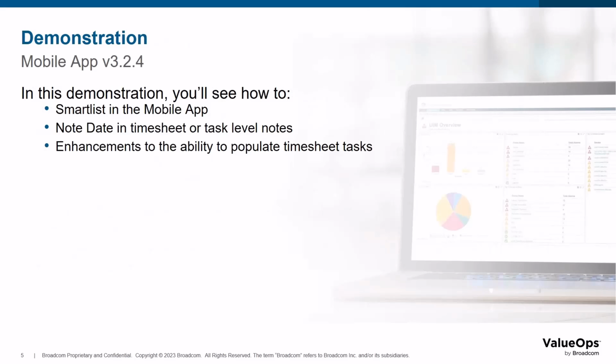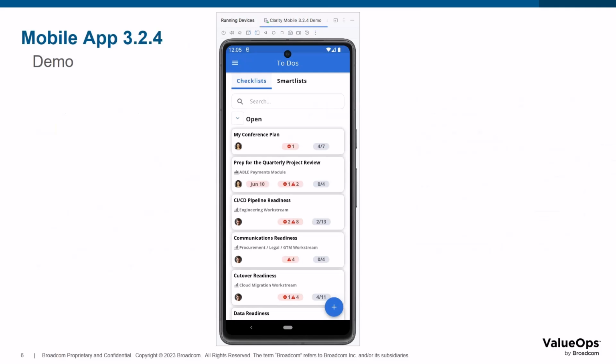All right, with that, let's see the application in action. So here I am actually logged into the mobile app version 3.2.4, and I've logged in as a user that has essentially checklist and smart list defined for her.